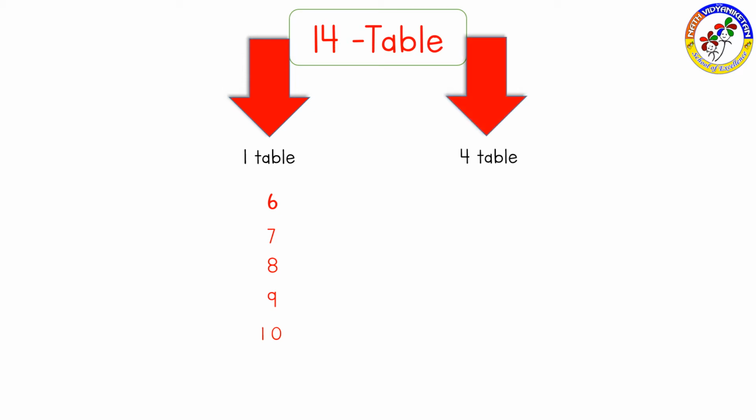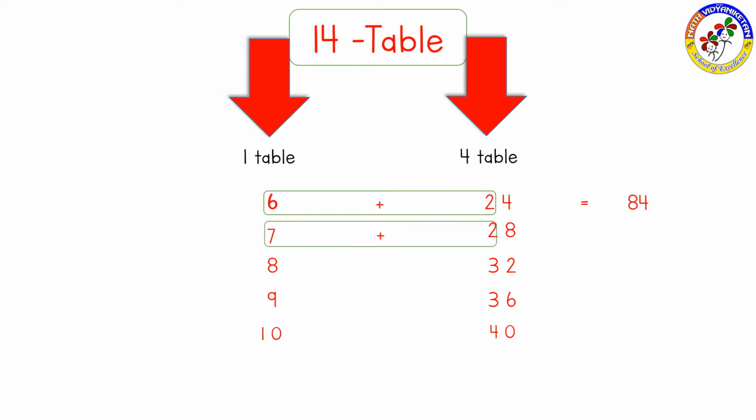Now 4th table from 6th step. 6th step nunchi chuddam. 4 6 are 24. 4 7 are 28. 4 8 are 32. 4 9 are 36. 4 10 are 40. So is it clear? Now let us use the trick here. So in box, what is the number? 6 plus 2. 6 plus 2 is 8. And write 4 as it is. That is 84.